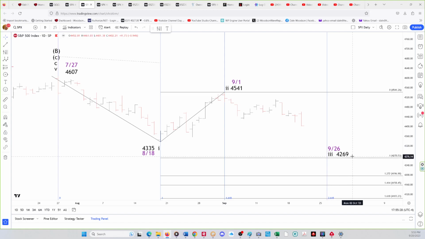And the multiples there: 3 is 42.69, that's where 3 equals 1. The 1.272 is 41.96. The 1.414 is 41.58. And the 1.618 is 41.03. Okay, that's the daily.